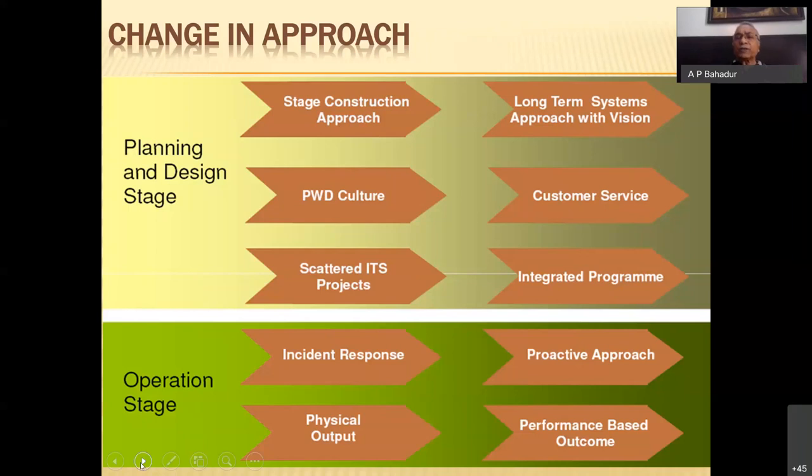So that is how you firstly design the road. Then while you are in operation, in a sort of incident response, you have to have a proactive approach. And then fiscal output should give way to your performance-based outcome. Fiscal output means that traditionally we have an item rate contract, where as a client, as a road authority, we identify and quantify each item of work to be done, and then we ask the contractor or a private player to perform that. And then he may be responsible for say a year's time, and then he goes away, and then it has to be taken care of by the road authority.